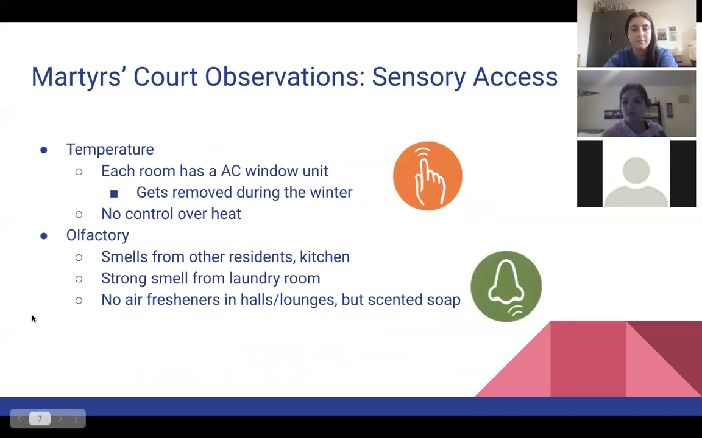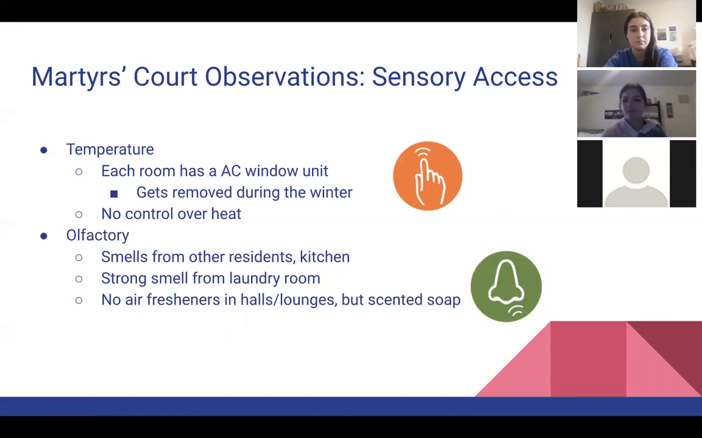So for the temperature access, luckily Martyrs Court actually has AC window units in each room, which is not the case in all of the dorms on Fordham's campus. Students do have control over the AC, but it gets removed in December and then reinstalled after spring break. So that's removing that component of accessibility for those who need it during times when it's not hot outside or they're not affected by the external temperatures, but they do need it indoors.